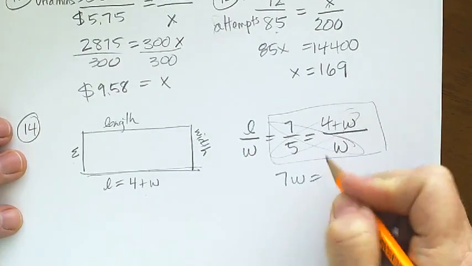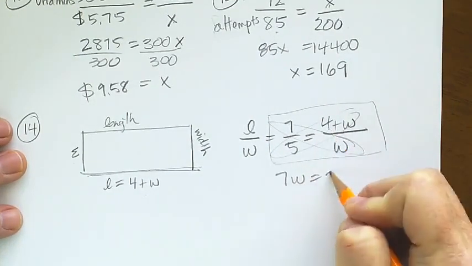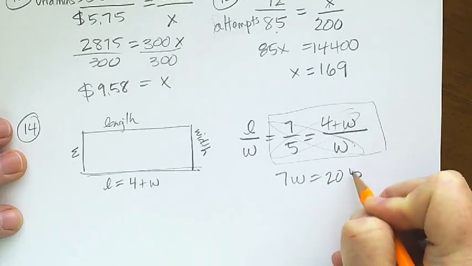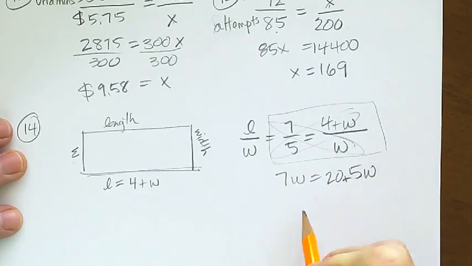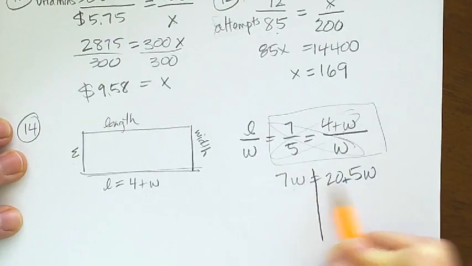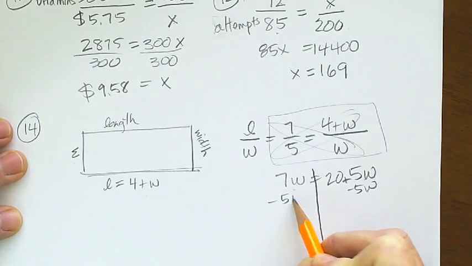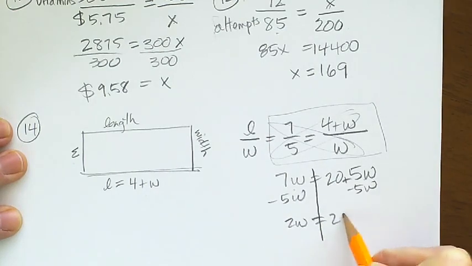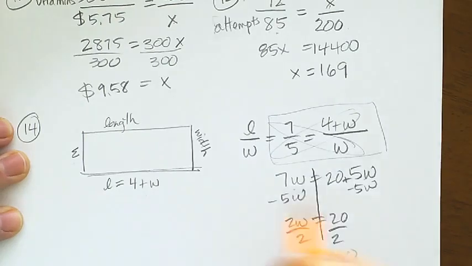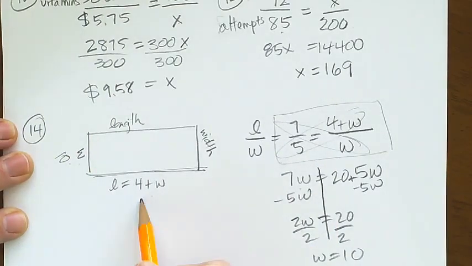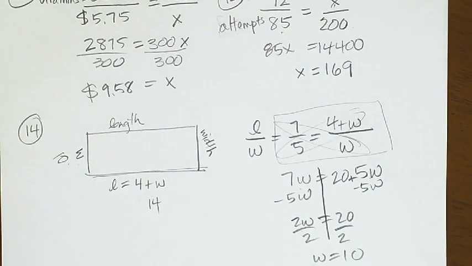So 7W equals 5 times 4, which is 20, plus 5 times W, which is 5W. So 20 plus 5W. I've got W's on both sides. Subtract 5W from each side. So divide both sides by 2, and W equals 10. So if this is 10, this must be 4 plus 10, which is 14.